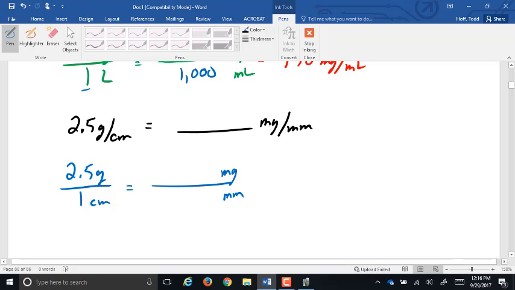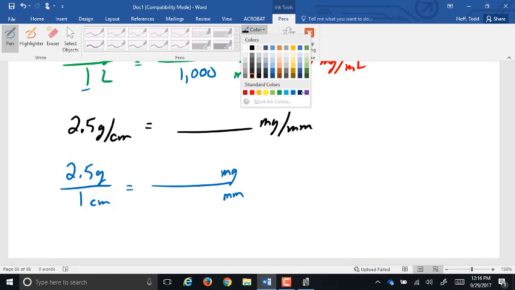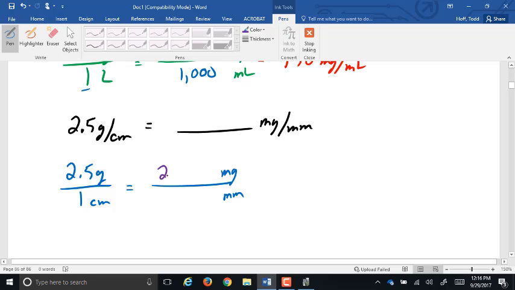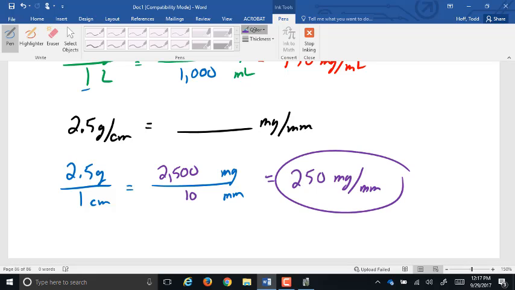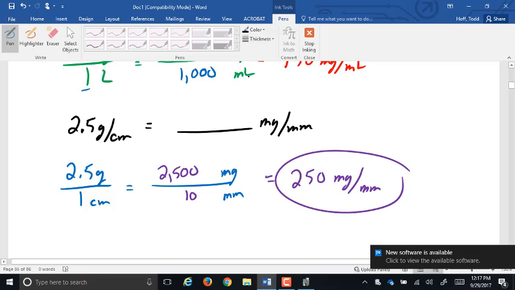So 2.5 grams becomes how many milligrams? 2,500. 1 centimeter becomes how many millimeters? 10. Just one spot to the right. Divide that out as 250 milligrams per millimeter. Yeah, I think so too. The book still does that dimensional analysis like I did with those first standard measurements, and I think that's just extremely confusing.